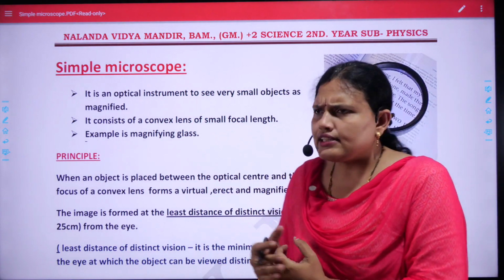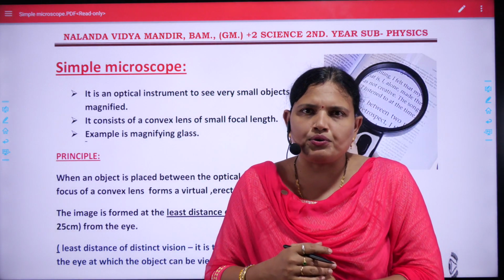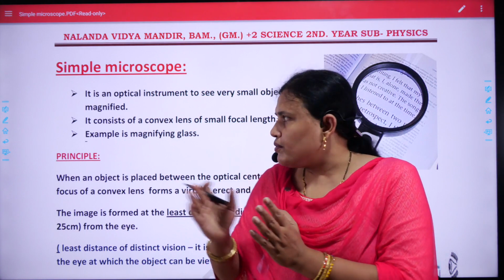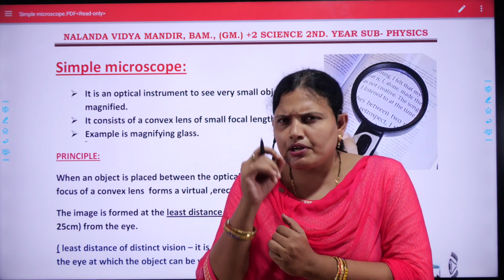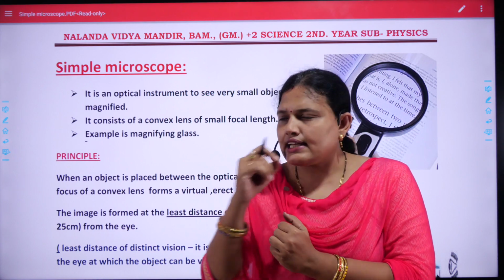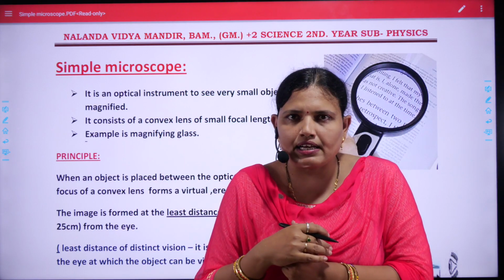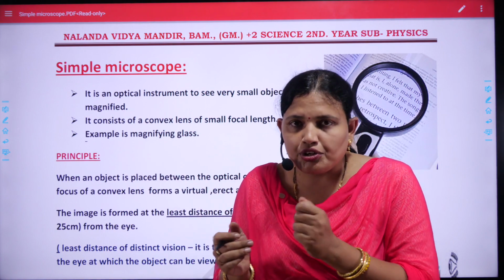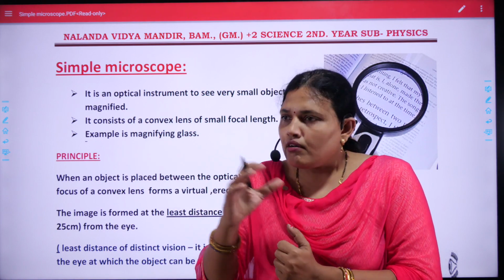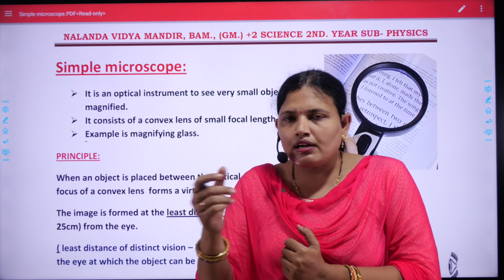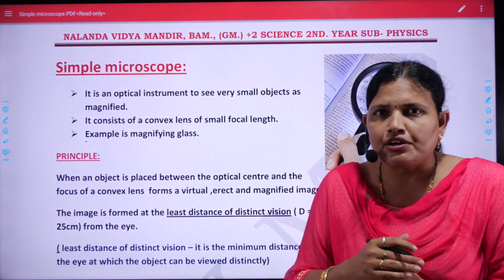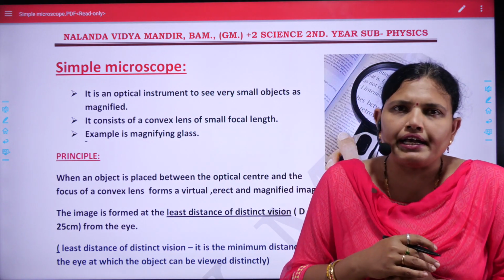This magnifying glass you must have used in your childhood. If you go to the market, then in the jewelry shop you can see the magnifying glass, because small ornaments and small designs can be seen with it. Watchmakers also use the magnifying glass to repair watches. In the physics lab, if you see a small reading, you can also use the magnifying glass to observe the reading.